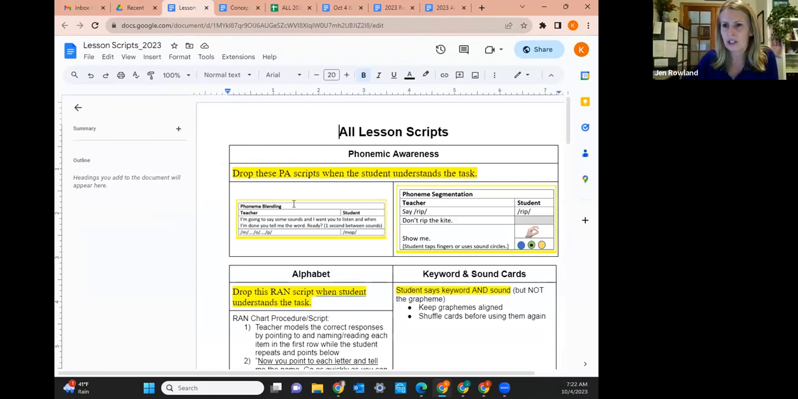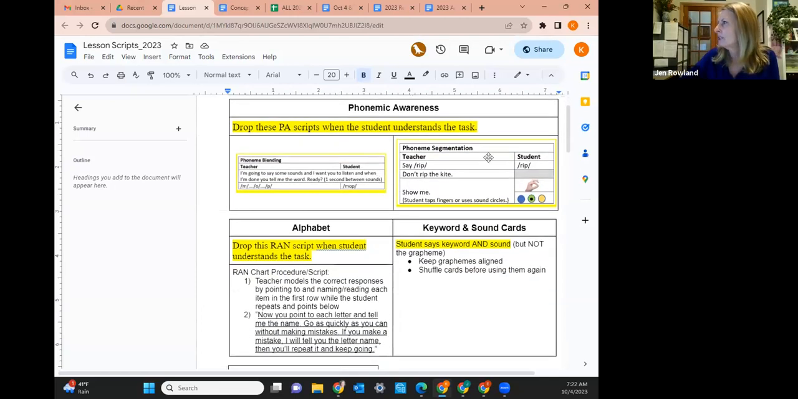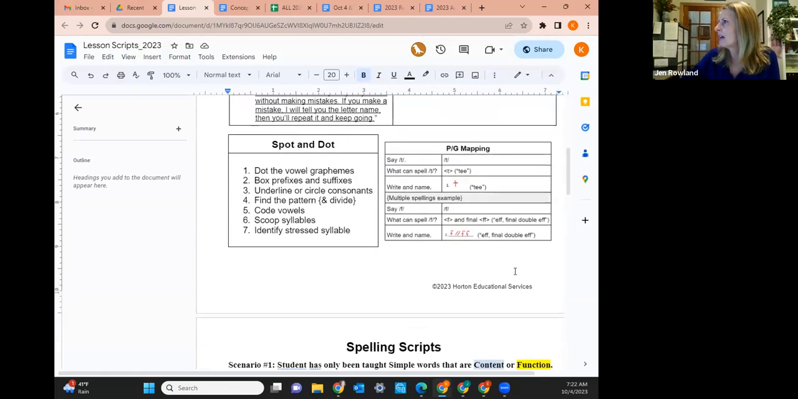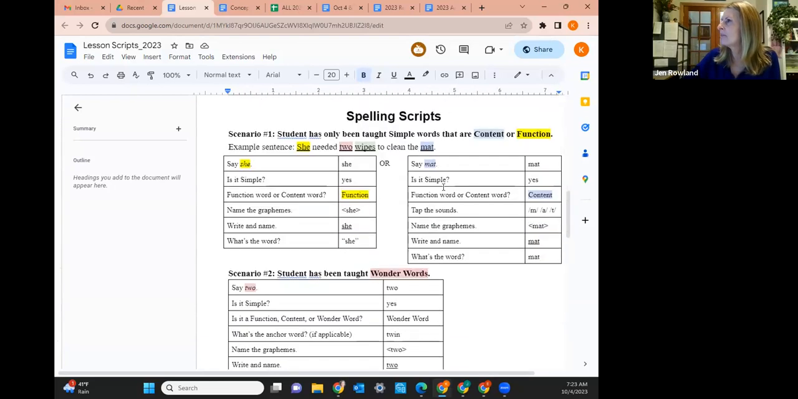Did my screen just change? Do y'all see the lesson scripts? Okay, good. Yep. So just remember what a great resource this is, your lesson scripts. So here's the phonemic awareness, here's the alphabet, spot and dot, PG mapping, but the second page is all about your spelling scripts.